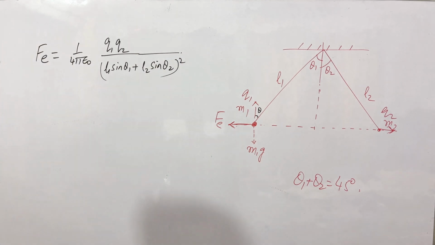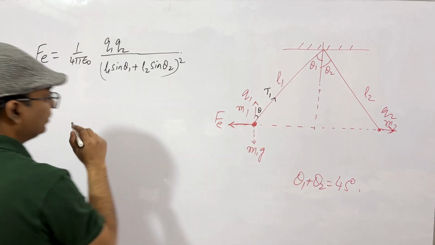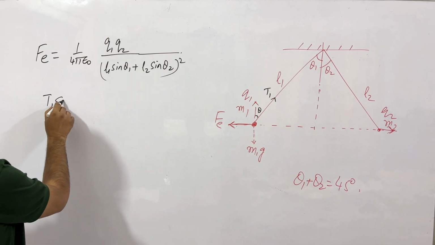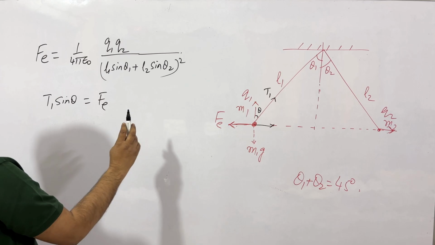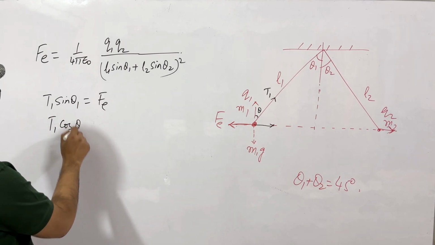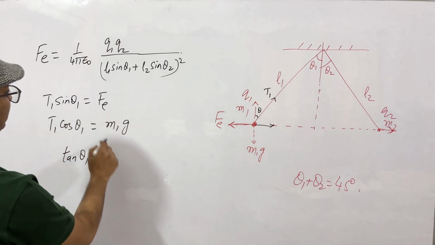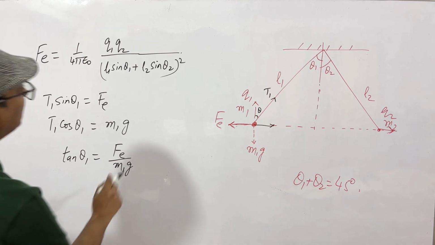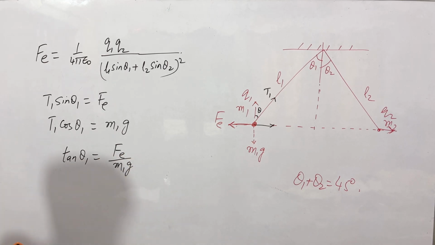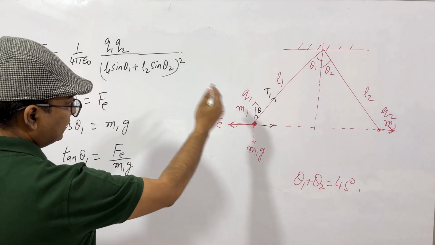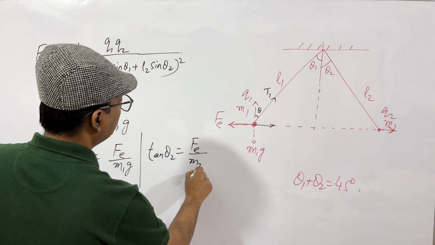Now the tension in this string is T1. T1 sin theta 1 will be equal to Fe, and T1 cos theta 1 will be M1g. So from here you can get tan theta 1 equal to Fe by M1g. Clear? You have the expression for Fe. Similarly, you can find tan theta 2, which will be equal to Fe by M2g.